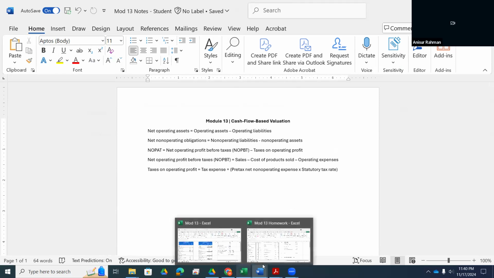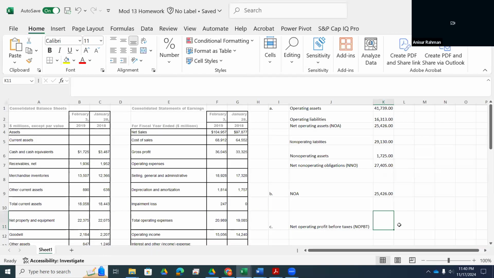Okay, so our net operating profit before taxes, or NOPBT in short, is our sales, which is these, minus our cost of goods sold, which is these, minus our operating expenses, excluding the impairment loss. So we cannot subtract this total operating expenses directly.